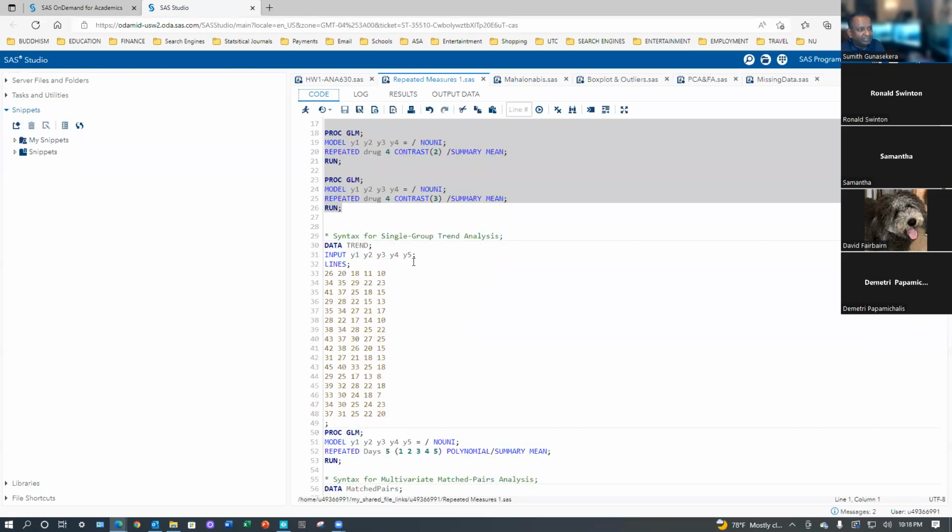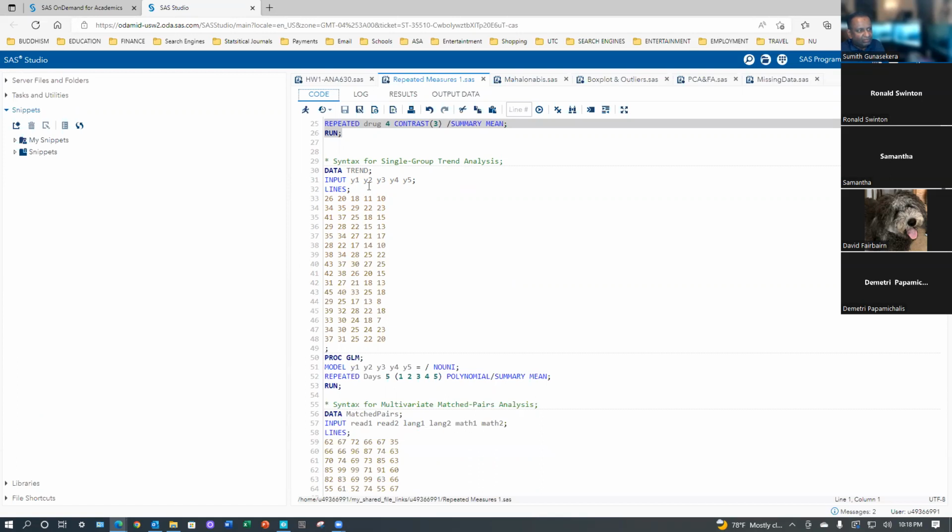That's an example, in a certain example. Syntax for single group trend analysis. Y1, Y2, Y3, Y4, Y5. But here we have, see, 1 person, second, third, fourth, fifth, sixth, 7, 8, 9, 10, 16.